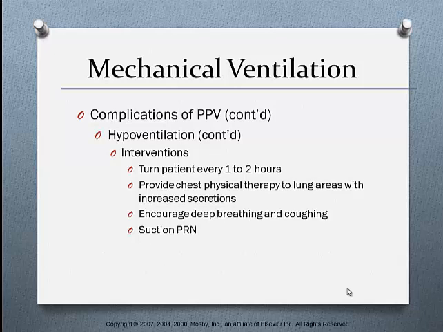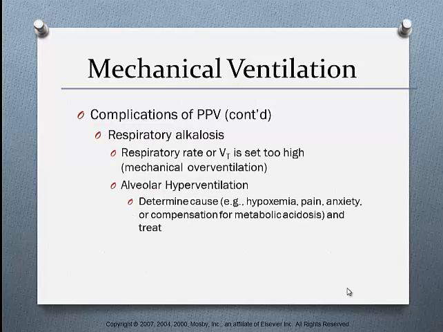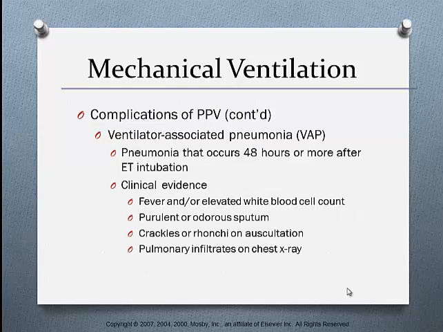Hypoventilation interventions are to turn the patient every 1 to 2 hours and provide physical therapy to lung areas with increased secretions. So this may be a patient who we're using the chest physiotherapy on. Encourage deep breathing and coughing and suction only as needed. Respiratory alkalosis and alveolar hyperventilation.